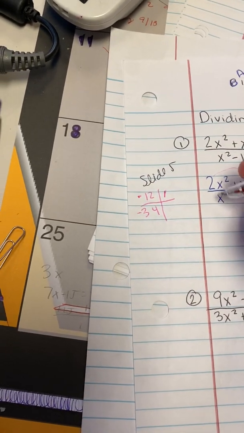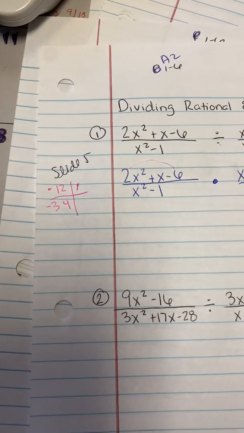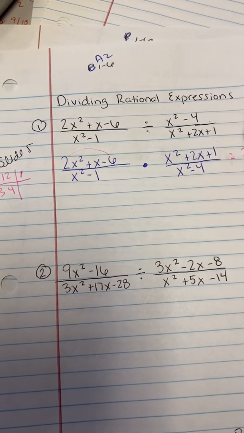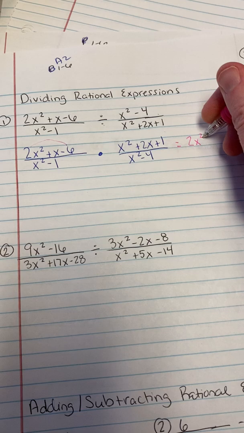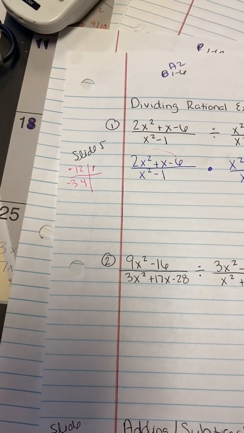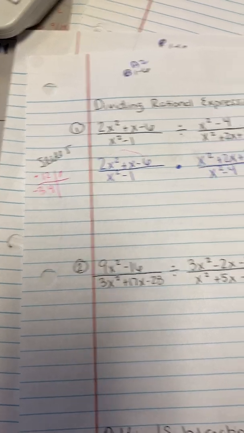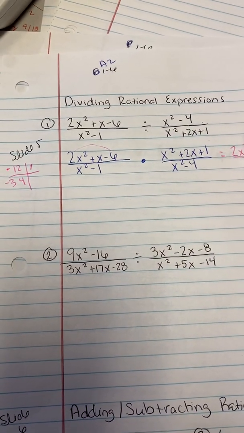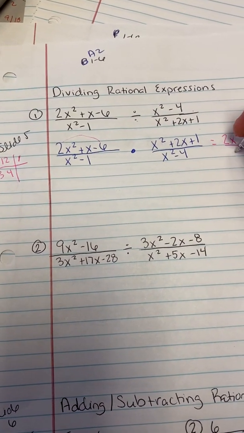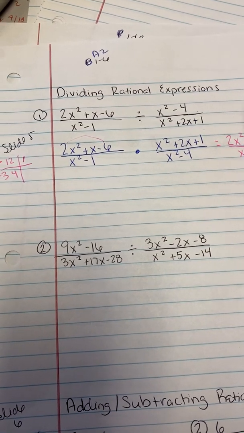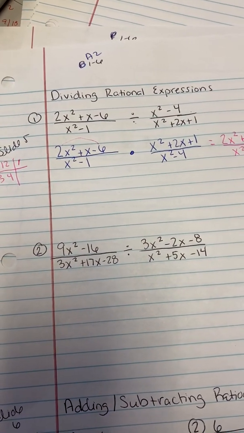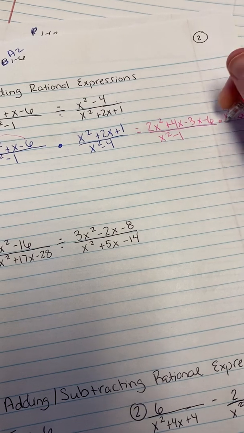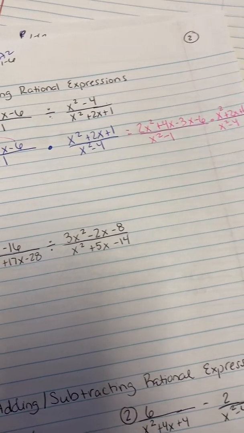So I'm just going to go ahead and write this out over here. So that would be 2x squared plus 4x minus 3x minus 6 over x squared minus 1, and then times, and I haven't factored this one yet, x squared plus 2x plus 1 over x squared minus 4.